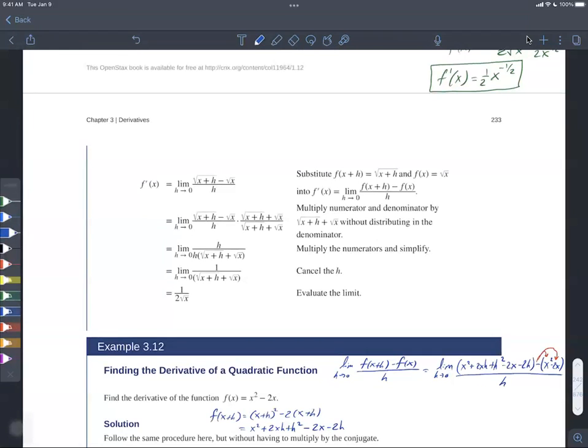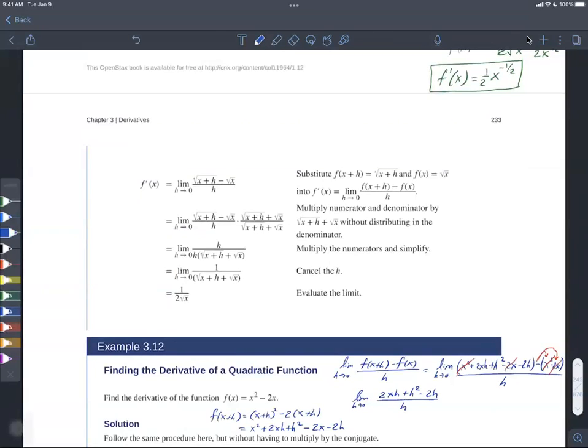And so this is the limit as h approaches 0 of, and we can see that the x squareds are going to cancel because we have an x squared here and a minus x squared after we distribute the negative. And then we also have a negative 2x, and when we distribute the negative, this is going to be a positive 2x. So those are going to cancel. And so we're going to get 2xh plus h squared minus 2h over h.